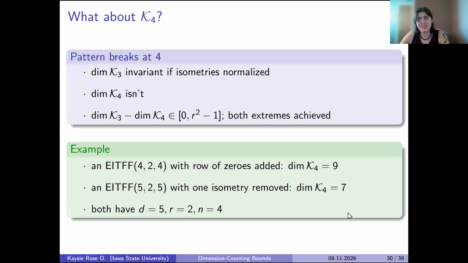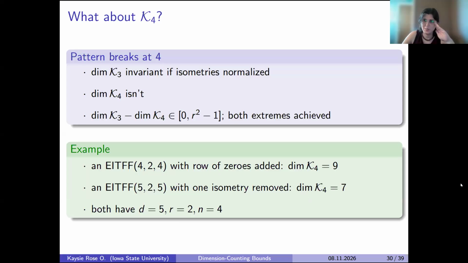This is a quick example that you don't have to think too hard about, but take an EITFF 424, add a row of zeros, dimension of K4 is 9. Take an EITFF 525, toss one of those isometries away, dimension of K4 is 7. Those both have d equals 5, r equals 2, n equals 4, but their dimension of K4 is different.